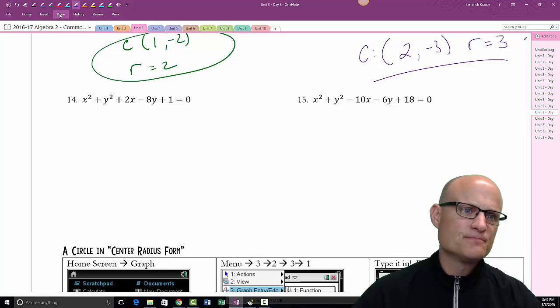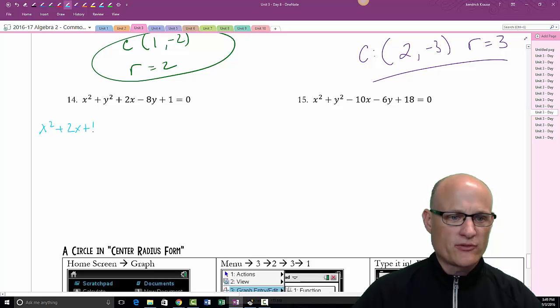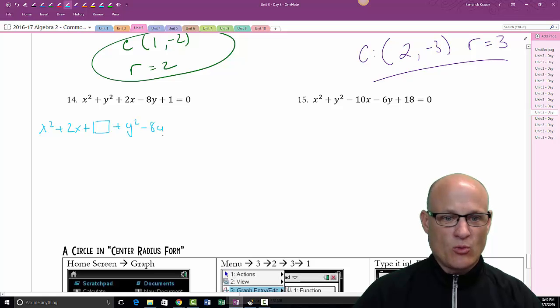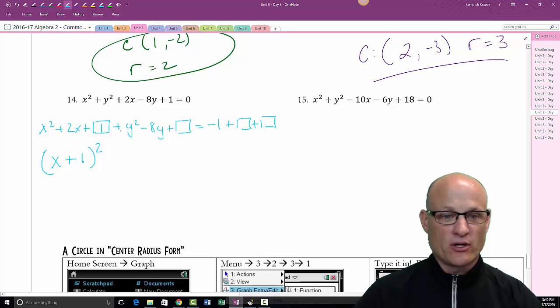2 left. Go back to blue. So x squared plus 2x plus square, plus y squared minus 8y plus square, equals -1 plus square. Completing the square. Oh my God, so much fun. So blank, blank squared. So what's half of 2? Half of 2 is +1. +1 squared is 1. 1 and 1.